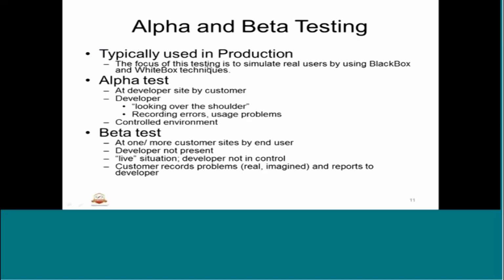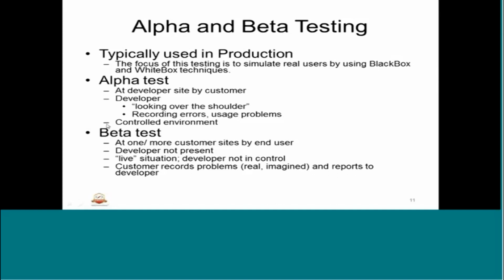typically used in production, the focus of the testing is to simulate the real users by using black box and white box techniques. Alpha test is done at the developer side by the customer. It means the customer will get an idea of the product at the development side, with the developer looking over the shoulder, recording errors, usage problems, etc. All this from the development perspective is taken as alpha test. It is a controlled environment. It means it is still not a full-fledged or released environment, but carried out with certain conditions.